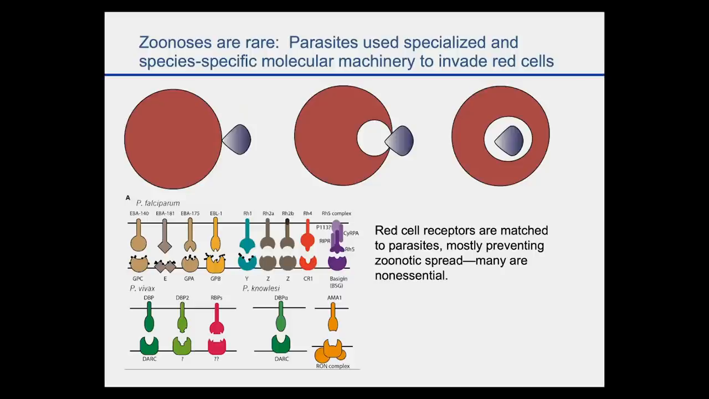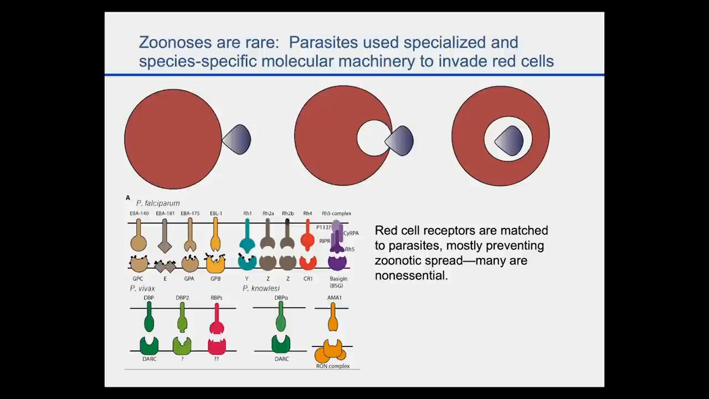Now, zoonoses, when we jump from one species to the next, tend to be rare with Plasmodium. And this is because malaria parasites tend to employ specialized and species-specific molecular machineries that they use to invade red cells. So this is a diagram of the red cell shown on the left, and the little purple thing is a malaria parasite. And what they do is they use specific receptors to dock onto the erythrocyte. And then they basically squeeze a load of proteins into the erythrocyte membrane, which causes it to deform. And the membrane will deform and then eventually enclose the malaria parasite around itself.